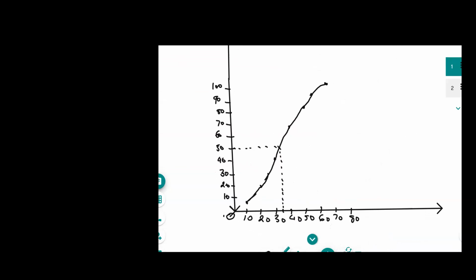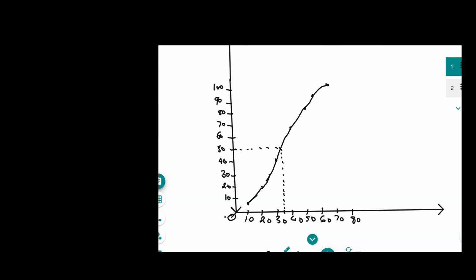Now let us draw the less than ogive curve by having the age on the x-axis and the number of persons on the y-axis and plot the points. We get a graph like this.